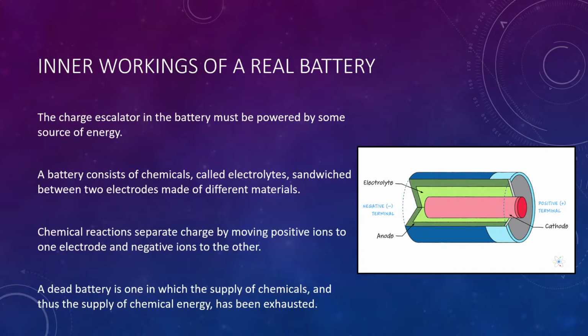This has to be coming from somewhere. You can't just create energy out of nowhere. So the way a battery works is it uses chemicals inside of it, which we call electrolytes, that are sandwiched between the anode and the cathode, so basically the positive and the negative terminal. Those chemical reactions inside are going to separate charges, right? Actively separate them, positive and negative, by moving them to one of the electrodes or the other.